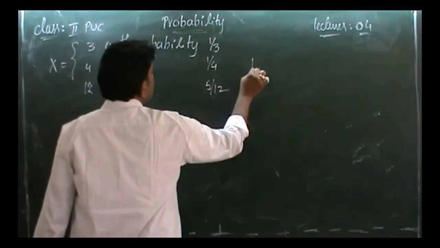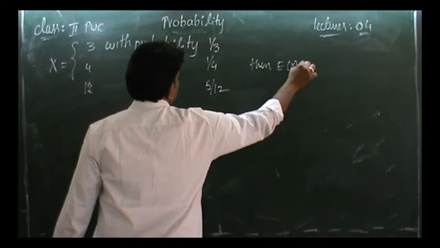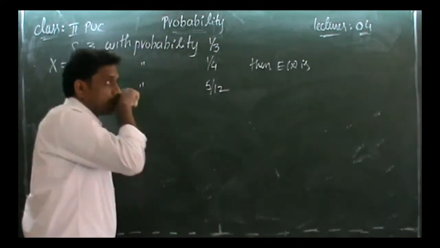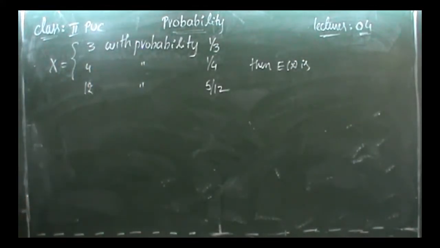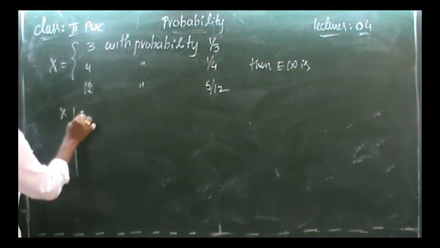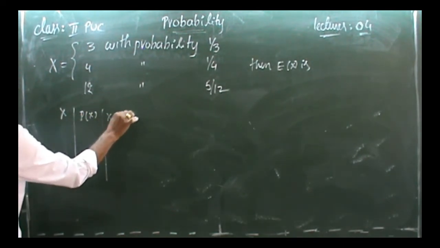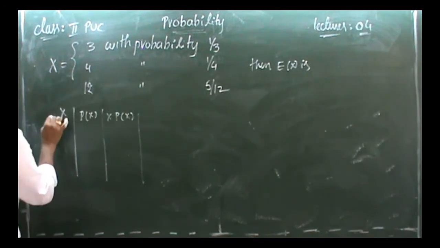Then E of x is asked. E of x means expectation of x. It is nothing but the mean of x. How to do this one? Same story. First write down x followed by p of x. One more column is x into p of x because of expectation.